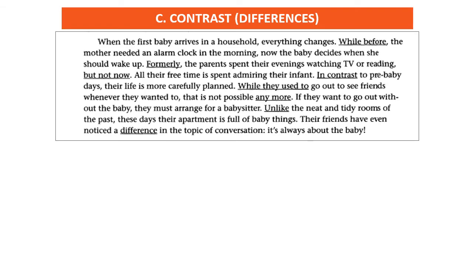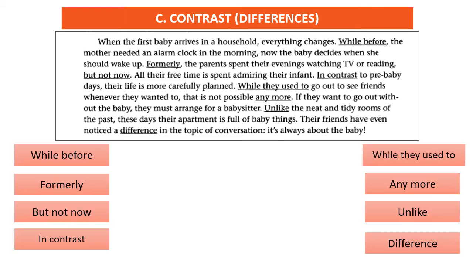Now let's proceed to the contrast pattern. Contrast patterns show differences only. To know about this, let's read this paragraph and you should pay attention to the underlined words. After reading this paragraph, let's find the references of each signal word here. The first one is while before, after that formerly, and but not now. In contrast, while they used to, anymore, unlike, and the last is difference.